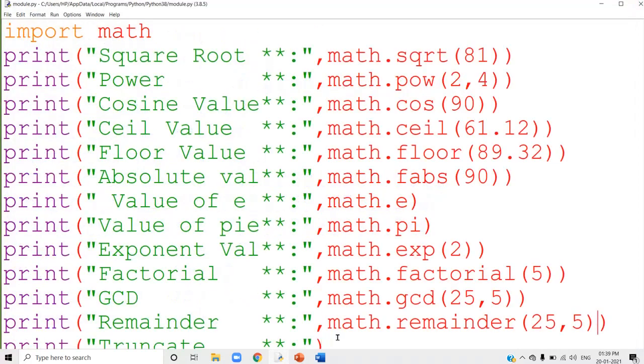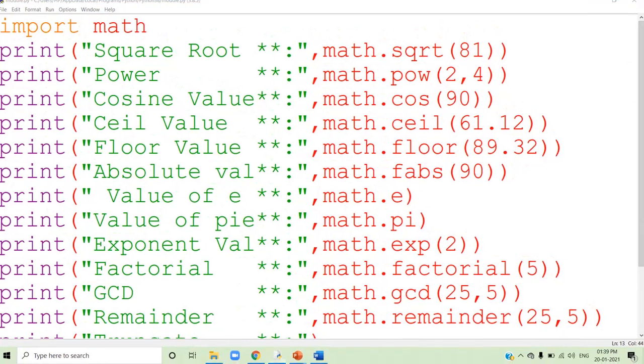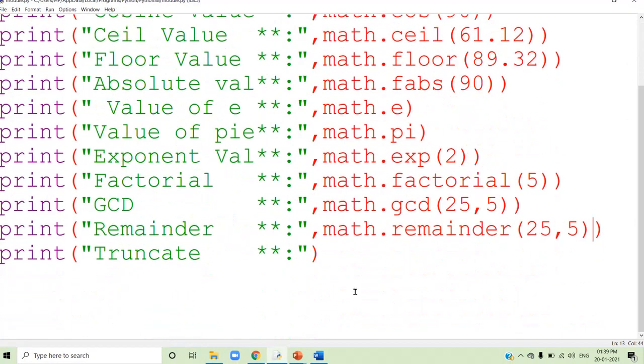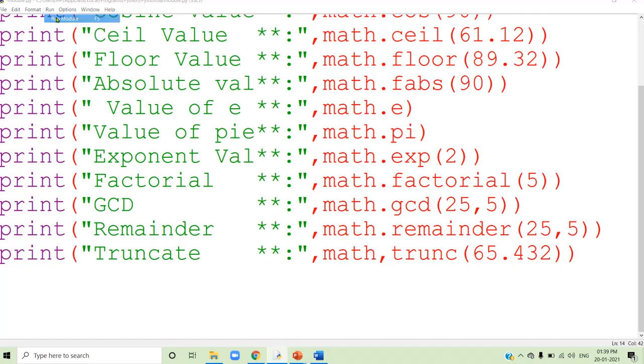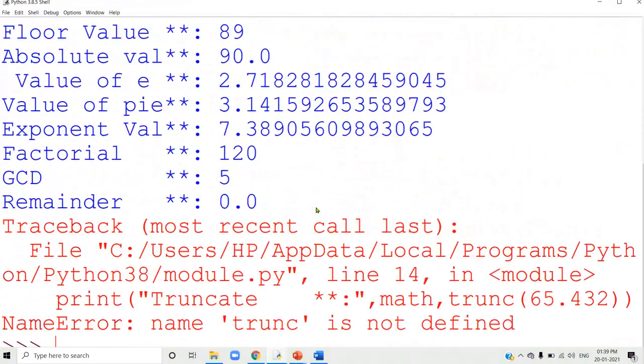And the next function is here. This one is the next function, that is truncate. Truncate will just remove the places after the decimal point. So I can write math dot truncate, T-R-U-N-C, truncate. I am going to write 65 point something. All the places after the decimal point will be removed and you will get a whole number. You can run the program and see the answer. Your answer will be 65.